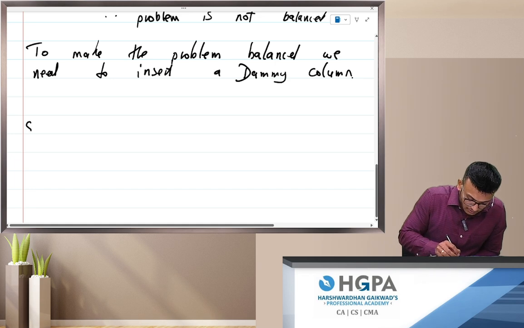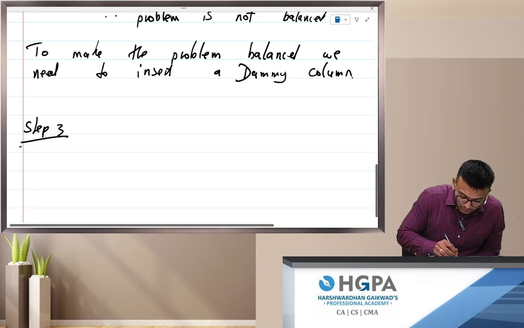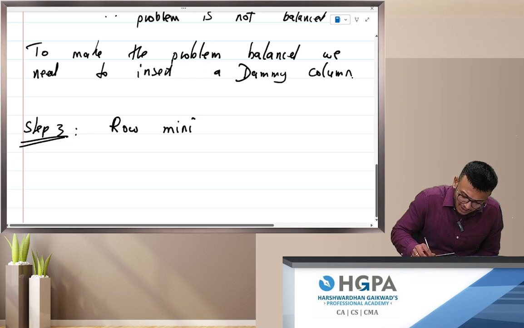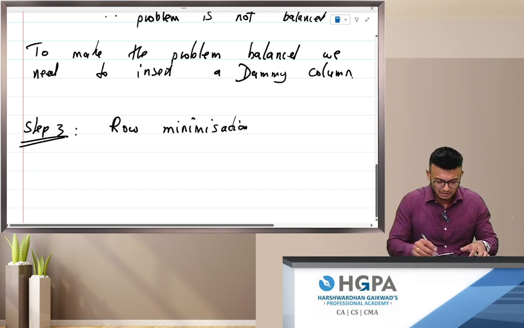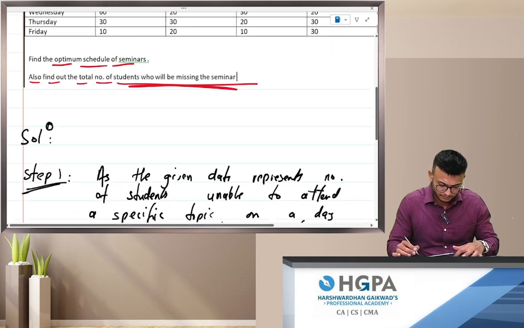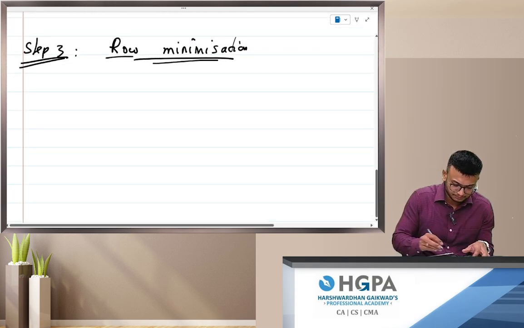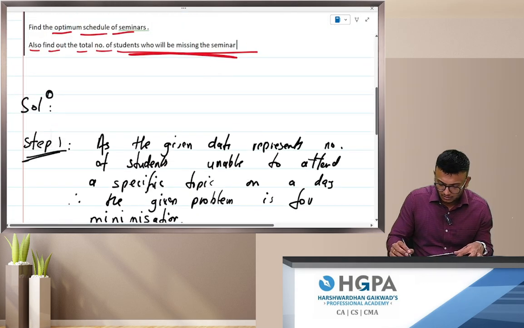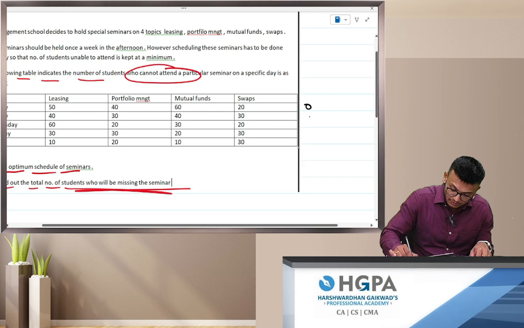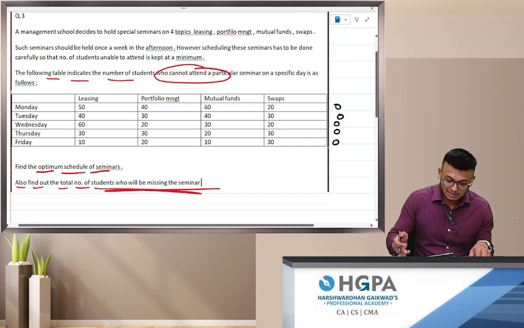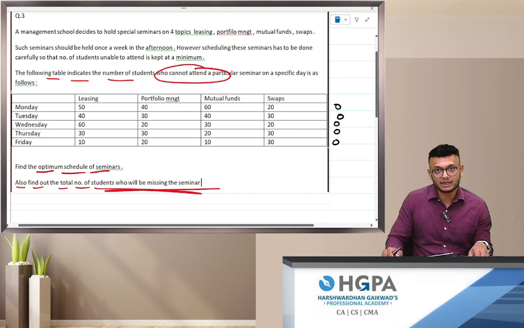Okay, so step number 3 is what? It is row minimization. And I don't think you need to do this. You know why? Because the moment you put a dummy over there, everything is going to become zero only. Now see, row minimization. Remember one thing: there's a dummy column over here which says 0, 0, 0, 0 and 0. Now, the least number will obviously be 0 only over there.